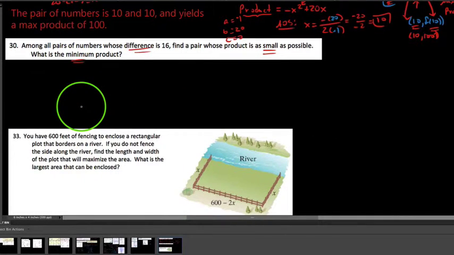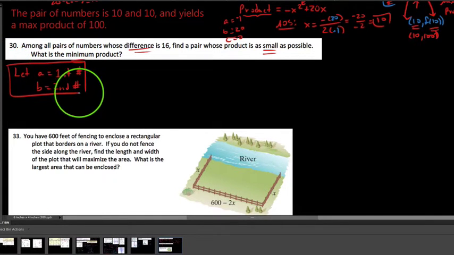So again, here's what we're going to start with. We say, well, we're looking for a pair of numbers. Let's define our variables here. So how about I use different letters this time, just to show you it wouldn't matter here. Let's let A equal the first number. We want to define this, and B equal the second number. So what we were told about these two numbers is that if I'm going to find their difference, that is like A minus B, I know that it comes out to be 16.